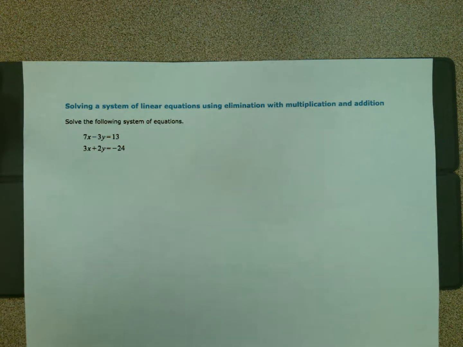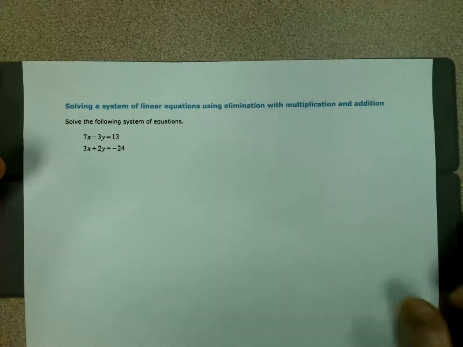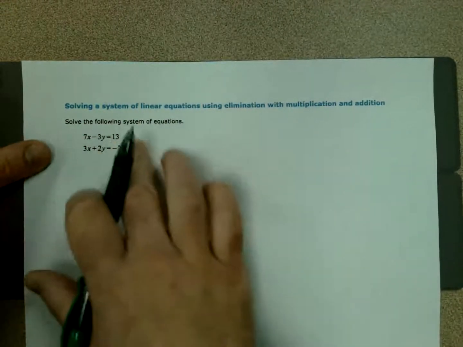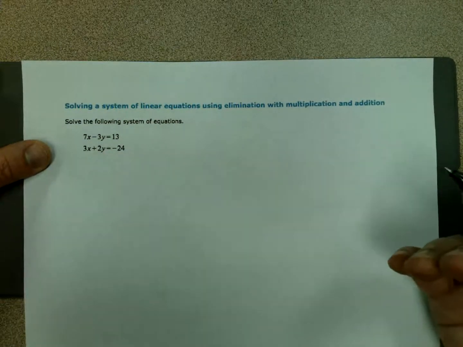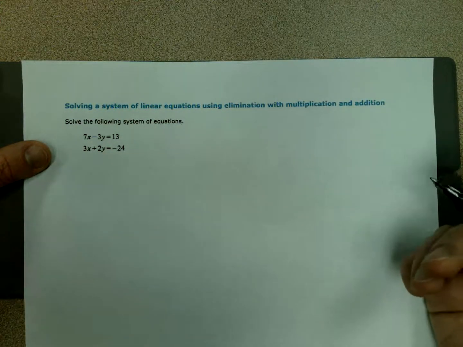Hello everybody, this is Mr. Bowman. Today we're going to be looking at the ALEKS topic, solving a system of linear equations using elimination with multiplication and addition. So this is one of our trickier types of elimination because we'll have to manipulate the equations before we can add them up to eliminate one of the variables.